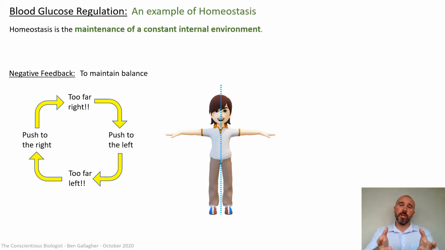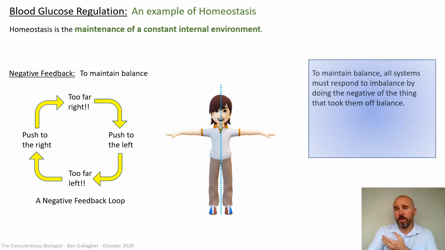If you right now quickly stand up on one foot, you'll notice that whilst you may appear quite still, if you concentrate on what's happening on the bottom of your foot, you'll feel there are constant adjustments and movements as you push to the right to correct or negate. If you're far to the right, you push to the left to negate that, and so on and so forth. It's this negative feedback system to keep things on balance. So that's a negative feedback loop.